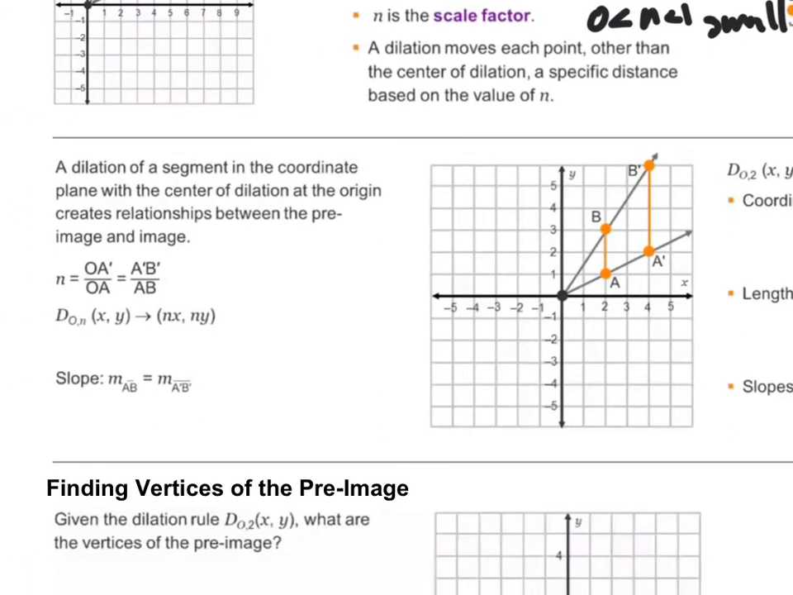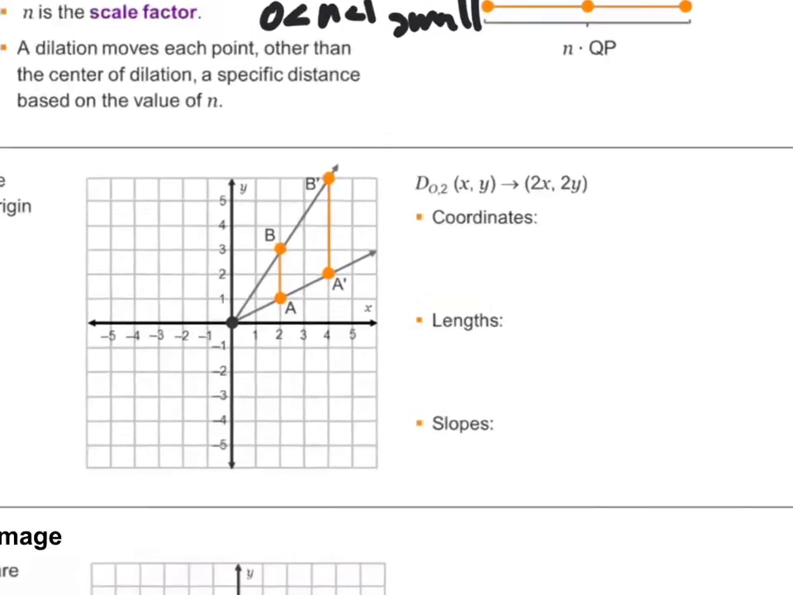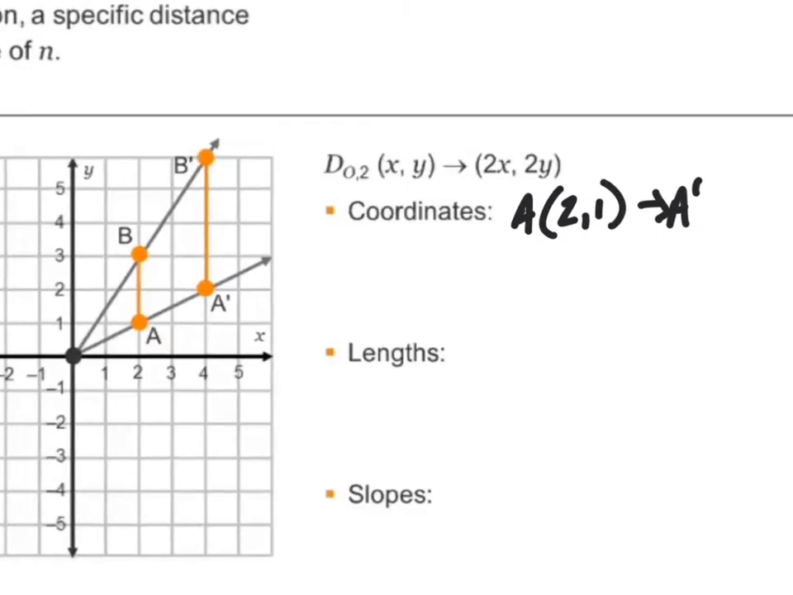Let's talk a little bit more, and let's talk about these coordinates here. What this says is that we take the dilation about the origin by a factor of 2. Here's my segment AB, here's my segment A prime B prime. The coordinates for point A are the point 2, 1. What happens when you go to A prime? That's the point 4, 2.